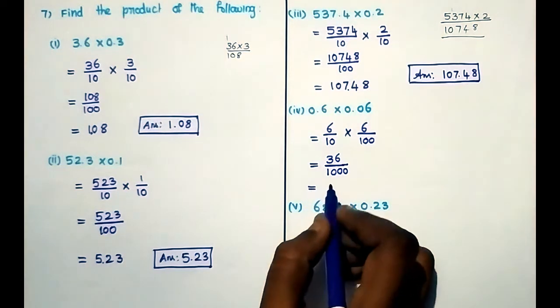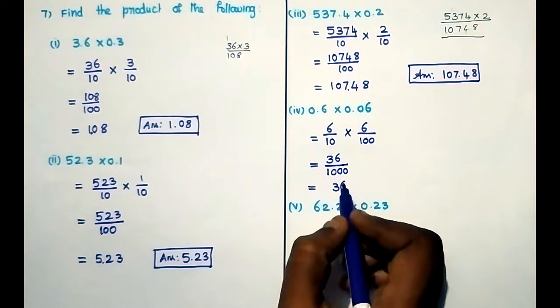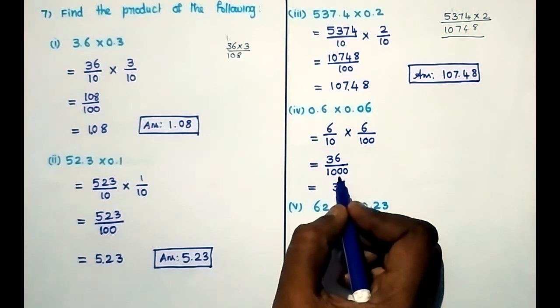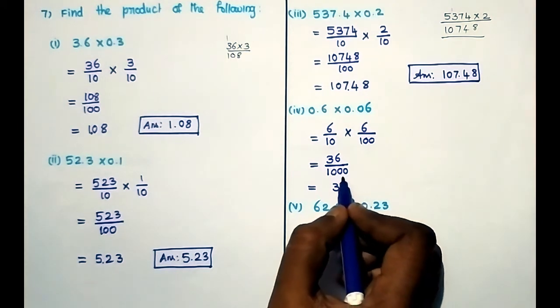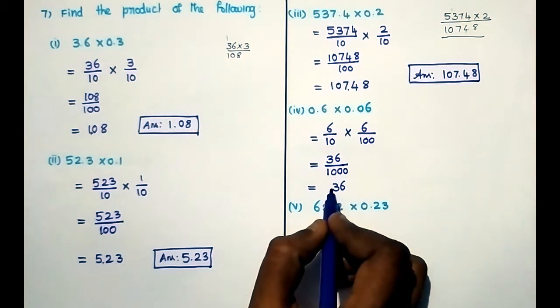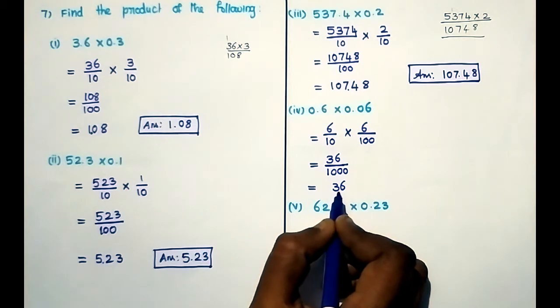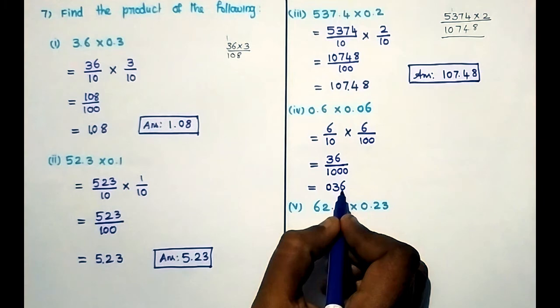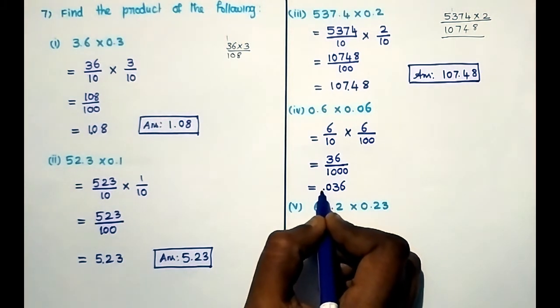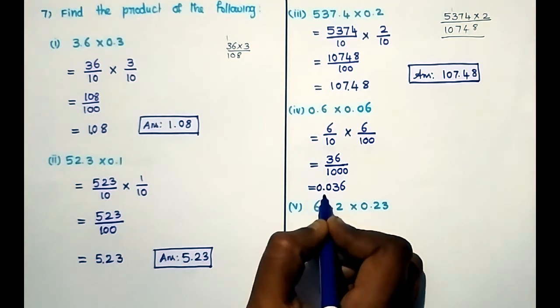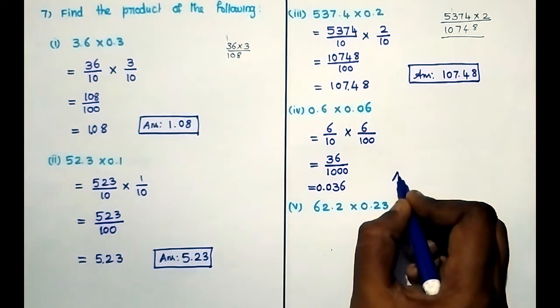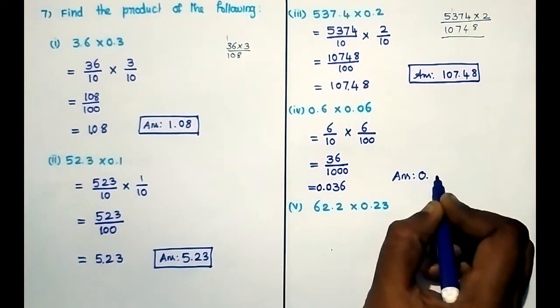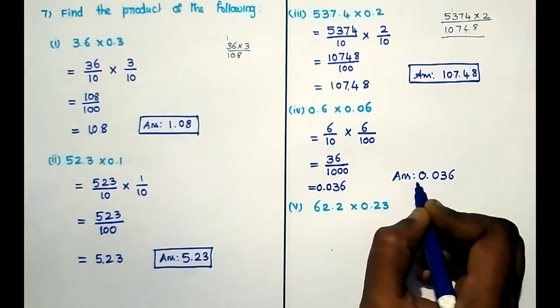Now listen. Here in the denominator 3 zeros are there. So before 3 digits we want to keep the point. But here 2 digits only. Put 0 and then keep the point. 1 2 3. Before 3 digits we have to keep the point. So 0.036. Answer 0.036.